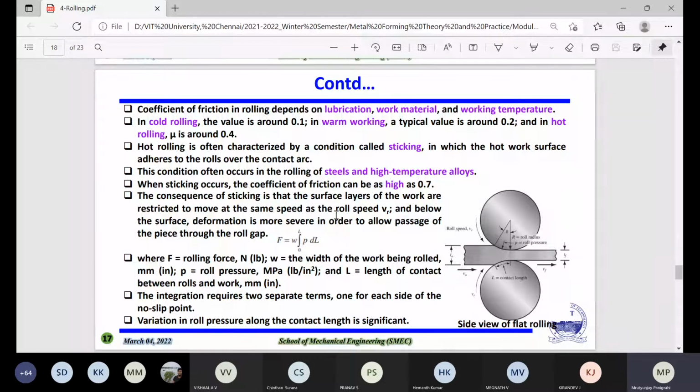And the consequence of sticking is that the surface layer of the work is restricted to move at the same speed as the roll surface layer.